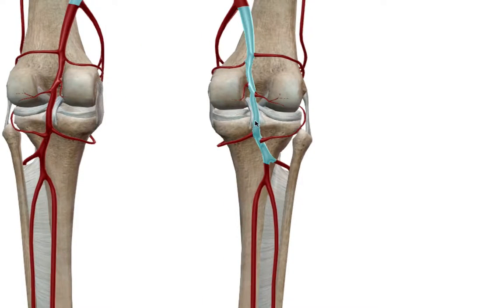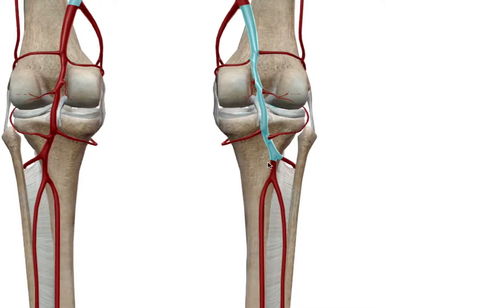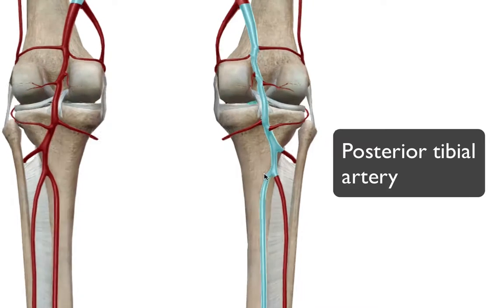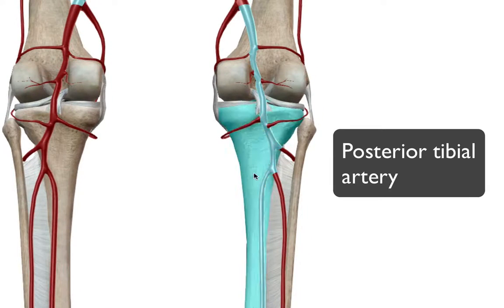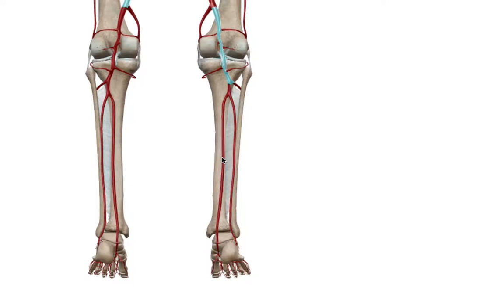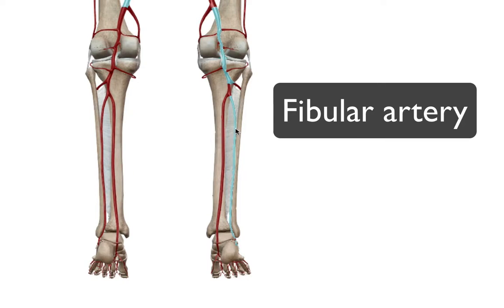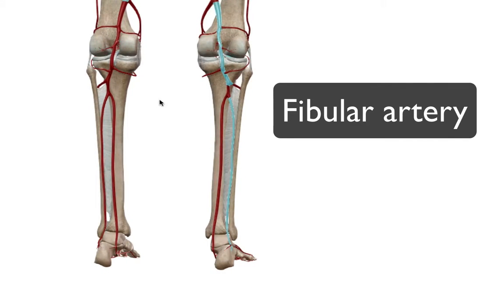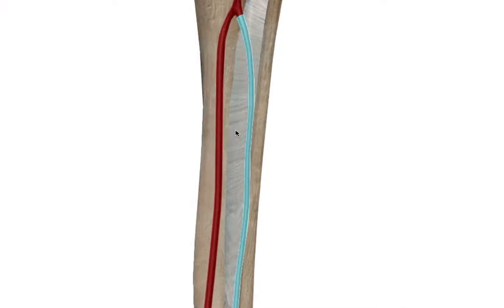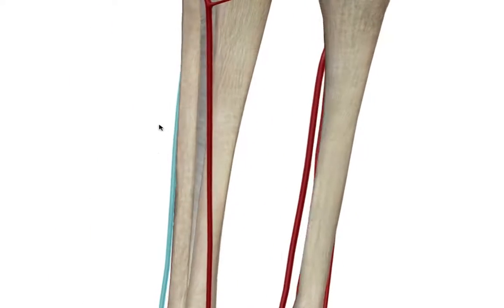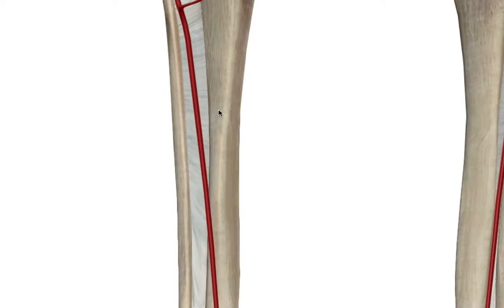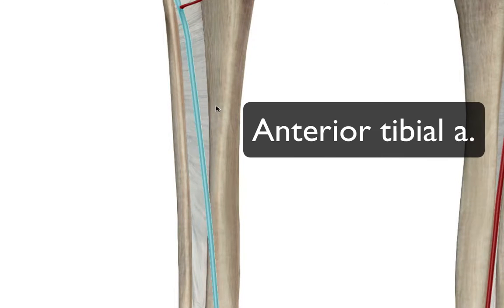So as it runs down the posterior side of the leg, the popliteal artery will run continuously and become your posterior tibial. So here's your tibia, and it runs on the posterior end. And then just lateral to that, alongside your fibula, you have your fibular artery. So I'm going to wrap this now around to the anterior portion of the tibia and fibula, and you have your anterior tibial artery.